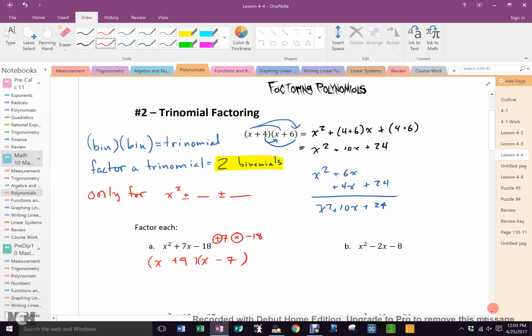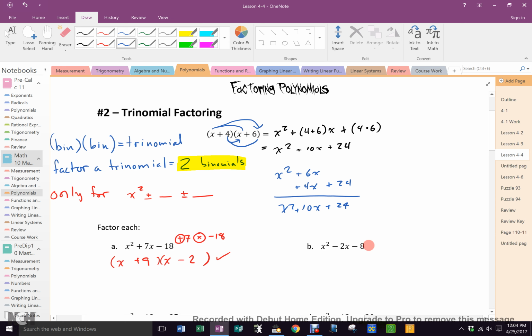And then I check. Is positive 9 and minus 2, is 9 minus 2 7? Yes. Is 9 times 2 negative 18? So did I do it right? Yes, I did. See how easy it is?